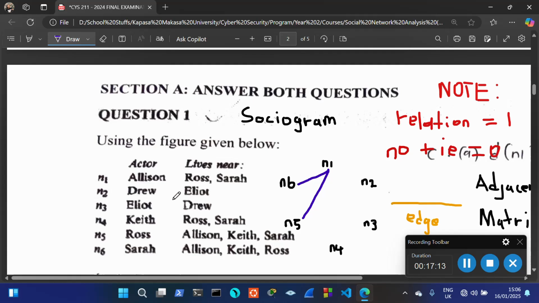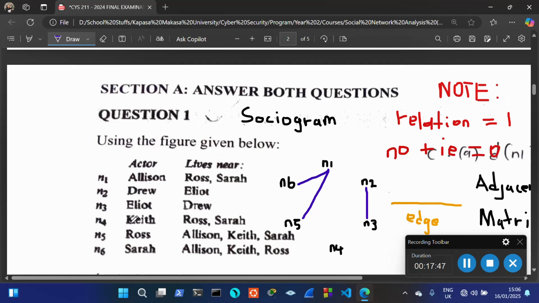Once we do that, we go to N2. N2, who is Drew, has a relation with Elliot. Elliot is N3. So N2 has a relation with this guy who is N3, okay? Now we come to N3. N3 has a relation with Drew. Now remember, since this line already exists, it becomes an edge. If it wasn't an edge, I could have shown it with an arrow. It becomes an edge because these two particular guys are choosing each other.